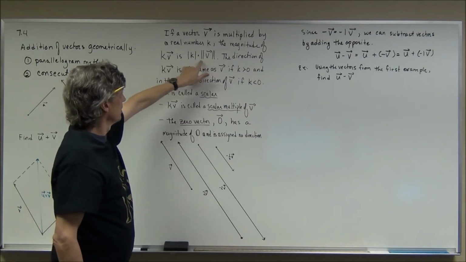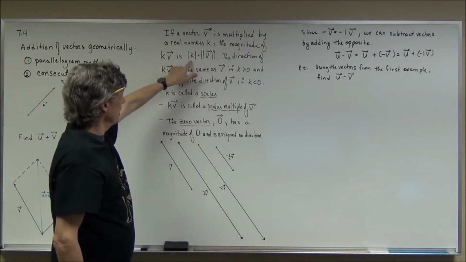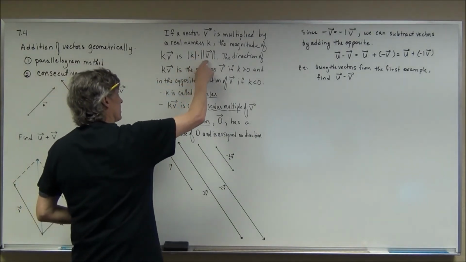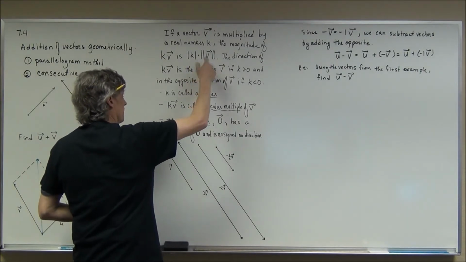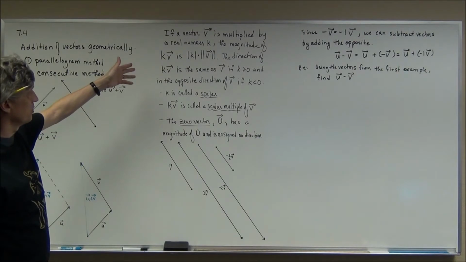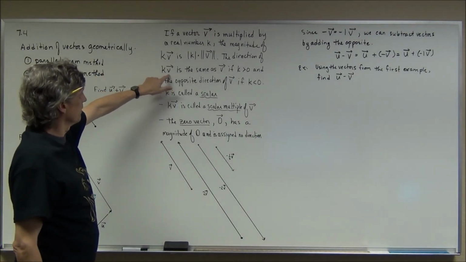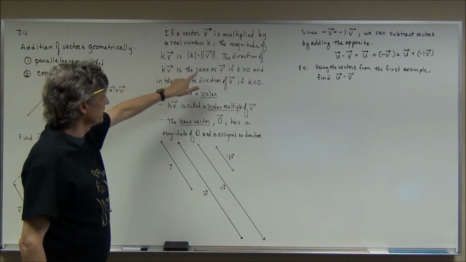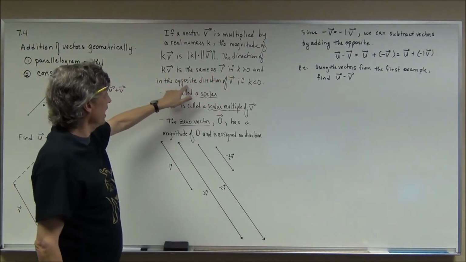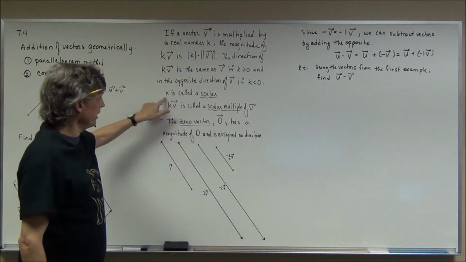Notice the double bars there on both sides. So this is a number, this is a vector here. But when you take the magnitude of a vector, this becomes a number. So you have a number times a number, it's going to give you the size of the vector, the magnitude of the vector. The direction of a multiple of a vector v is in the same direction as v if k is positive, but it's in the opposite direction of v if k is negative. And we call k a scalar.